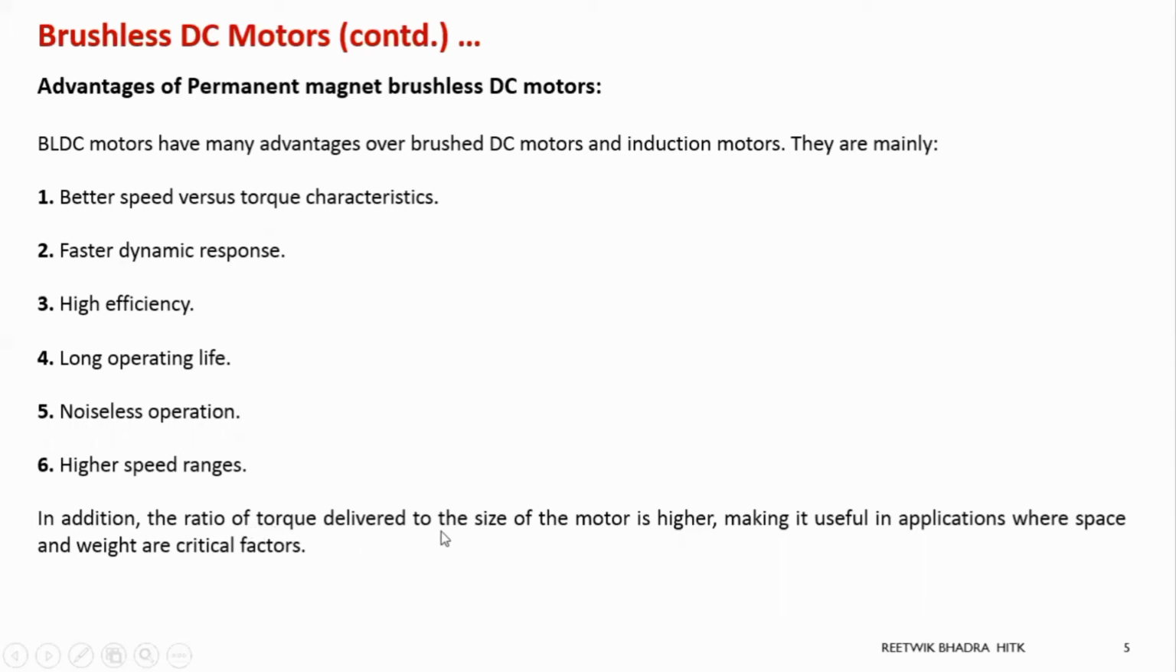Another difference that is very important: if you see the ratio of torque to the size of the motor, it's higher in this case. That means for a smaller size of the motor, it can support a higher torque. So wherever space and weight are critical factors, meaning you have to use smaller size motors that will give a higher torque, then compared to a DC motor, you can use a brushless DC motor because for the same torque, it will require a smaller size.